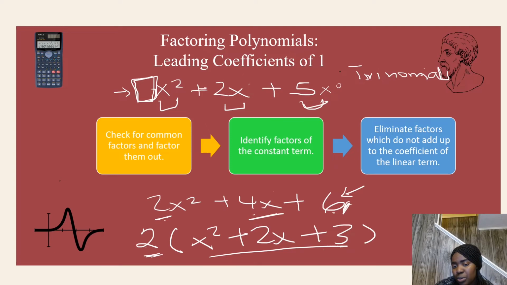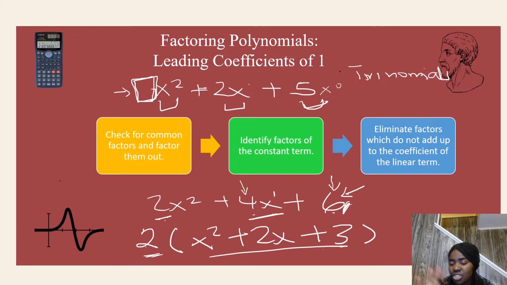It has an exponent of 1, so it's a linear term. X is raised to the power 1. This is a quadratic term because x is raised to the power 2. So basically, you have to identify factors of the constant such that when you add them up, they give you the coefficient of this linear term.